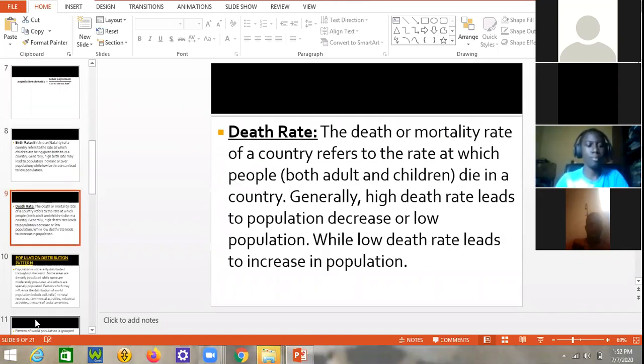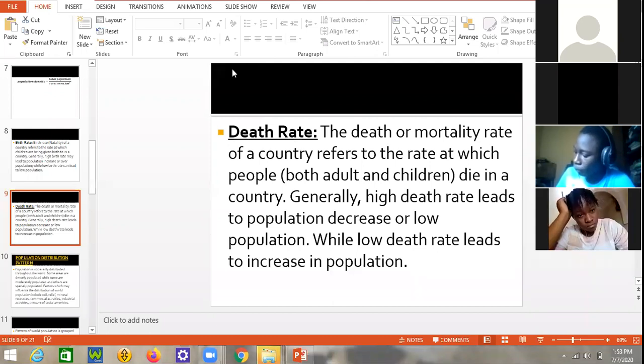Death rate is another concept. Of course, these two concepts are natural in the life of a man. Whether it's birth or death, these two things are natural. So the death rate, or mortality rate, of a country refers to the rate at which people, whether adults or children, die in a country.